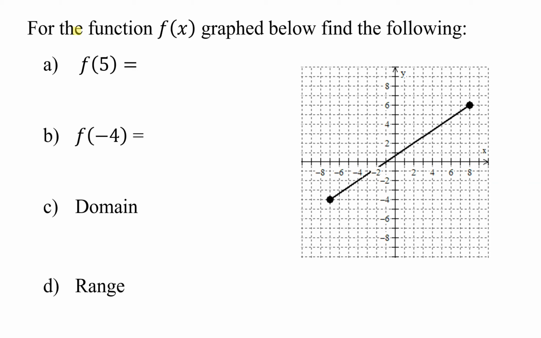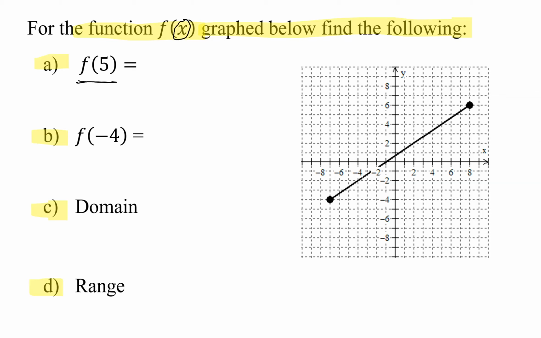In this problem, we're told we have a function f of x and its graph is given below, and we have to read 4 separate things off the graph. So let's look at the first problem. It asked us to find f of 5. Well, what does that mean?